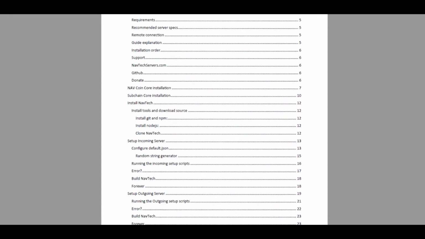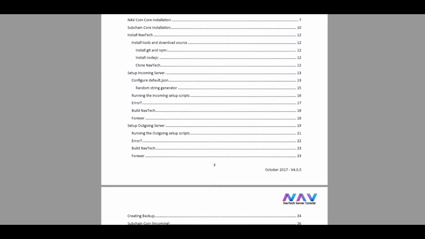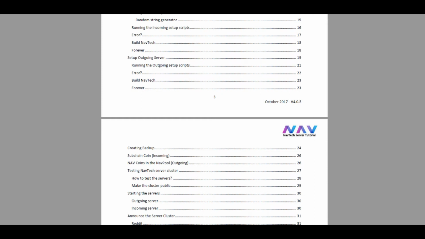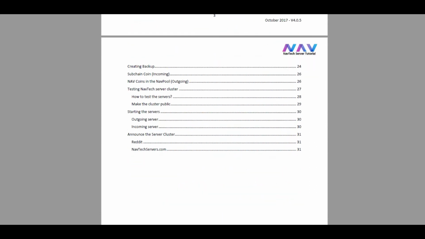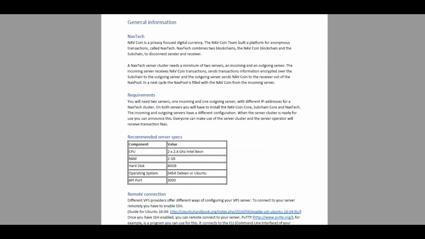A server cluster can process anonymous transactions for NavCoin. By using a double blockchain, the sender and receiver get disconnected. This provides financial privacy for those using it. As the owner of a NavTech server cluster, you can collect transaction fees. Every transaction that goes through your server pays a transaction fee. The owner of the server can set the height of the transaction fee.